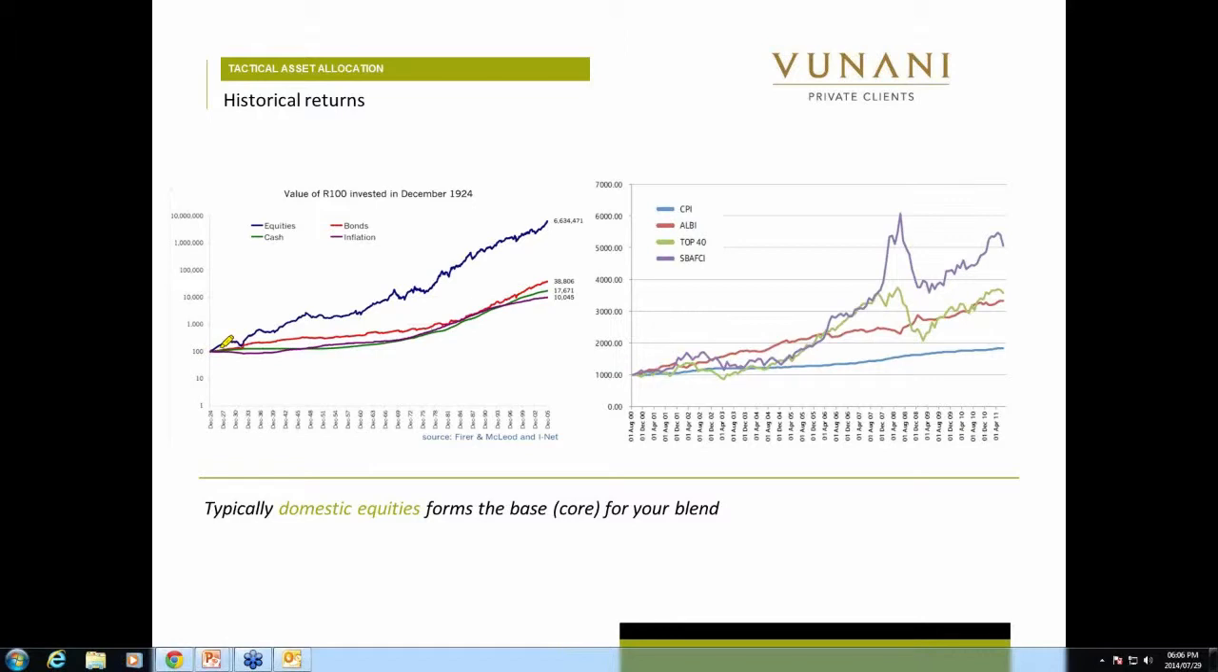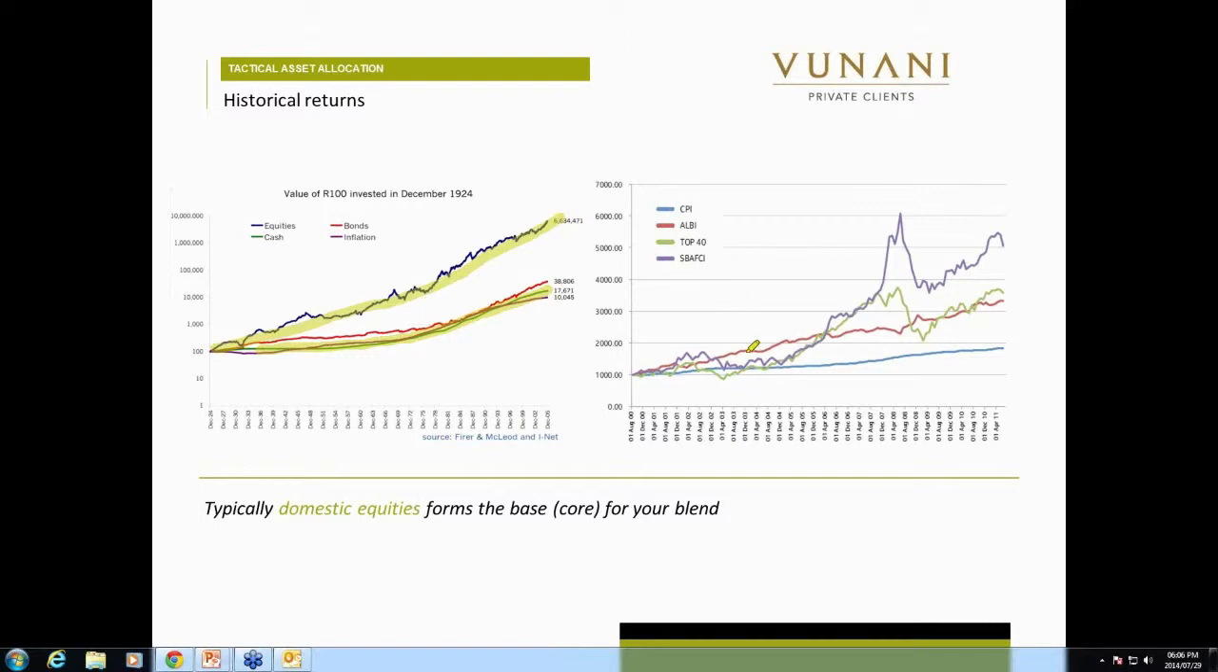If you have a look, this is 100 Rand invested since 1924. You can see what's happened to that. That's your equities component. That's your massive driver. Then lower down, you've got bonds and cash slightly outperforming inflation. But equities is by far the biggest driver of performance.